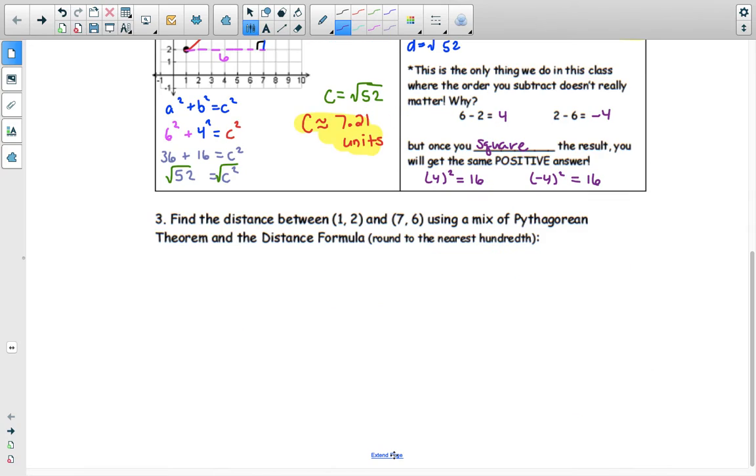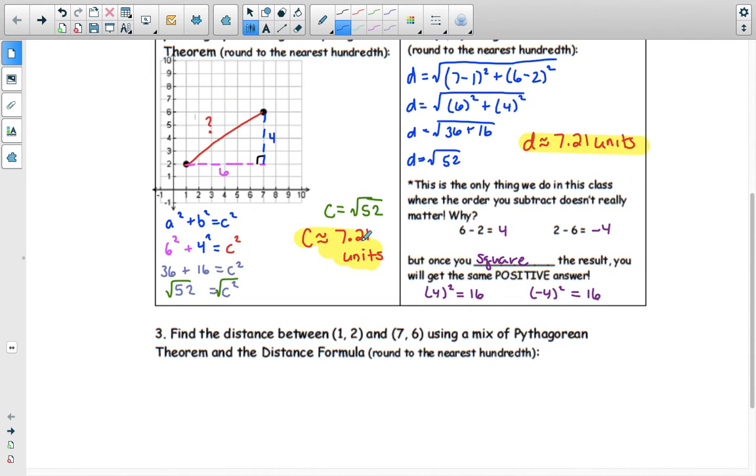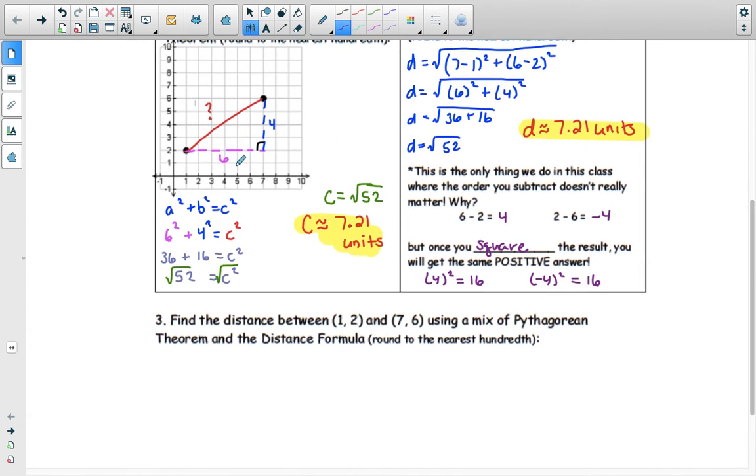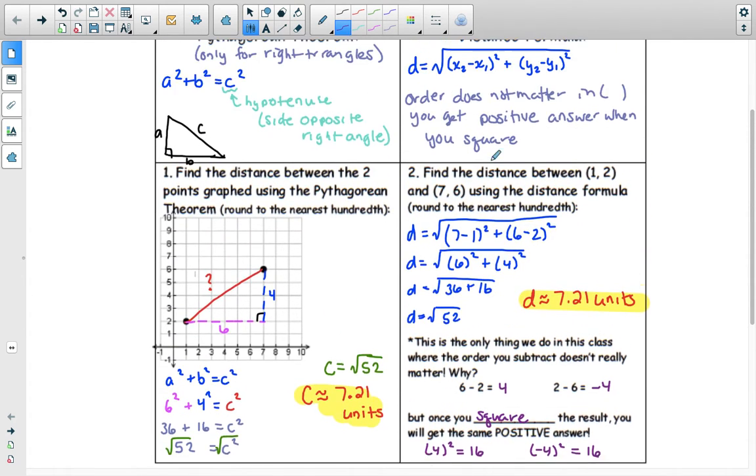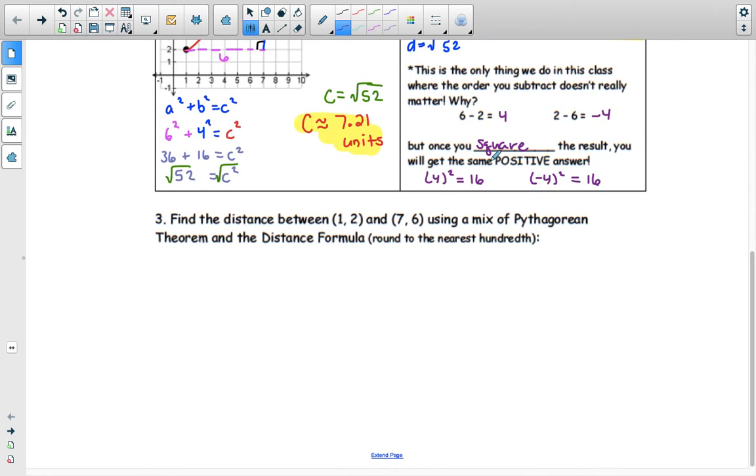So now I want to show one other way of finding the distance between those same two coordinates, but using a mix of Pythagorean theorem and the distance formula. So let's say you cannot graph it, but you want to use the Pythagorean theorem. So we can still use that information to use the distance formula, but not have to memorize the distance formula. So to find that distance, we just need to know the change in y and the change in x, which is very similar to helping us to find the slope.